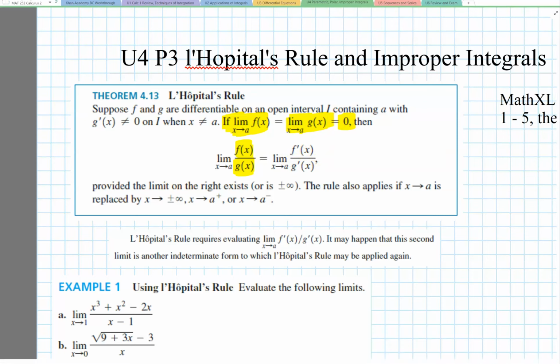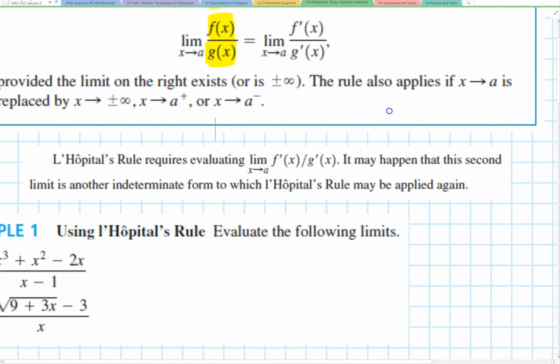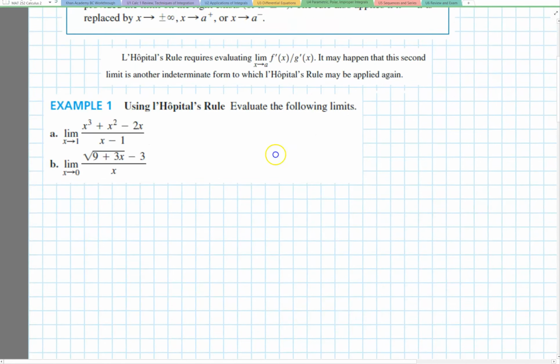Now, this theorem does go on to remind us that a has to be the target of our limit, and it does have to exist on an interval where the function is differentiable. But we can also use this rule as x approaches positive or negative infinity, or if x approaches some value a from the left or from the right. It is worth noting that if we find the derivative of functions f and g, and the fraction is still in indeterminate form, we can use L'Hopital's rule a second time or a third time, and so on. So let's talk about a couple of examples here.